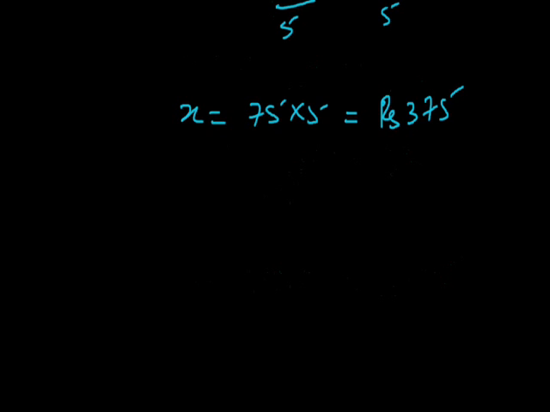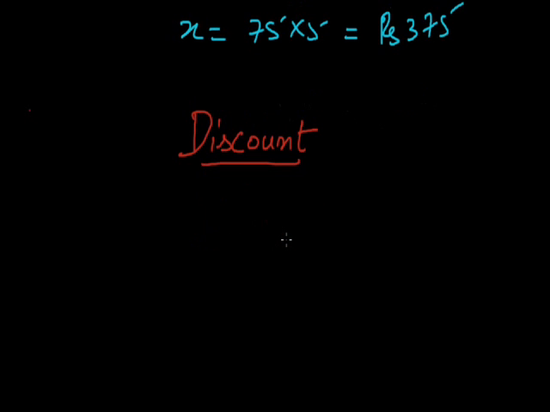Now we come to the new topic, related to profit and loss only, it is discount. Before starting discount, we should know some terms related to discount. First one is mark price. Mark price is the price which is written on the article. If you go to the market, you see some price tags on the articles, and that price which is written on the article is known as the mark price.